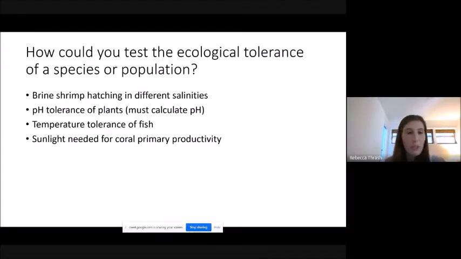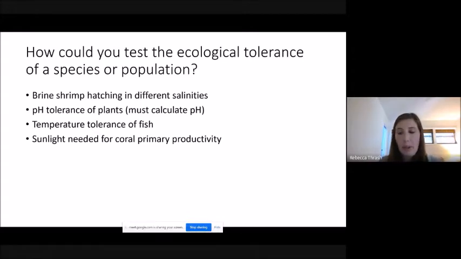So some examples could be brine shrimp and their ability to hatch in different salinities. What are the pH tolerances of different species of plants? This might have you calculate pH, which we'll get into in just a second. What is the temperature tolerance of fish, like in the last example? Or even, what are the sunlight needs for primary productivity, either on land or maybe in a coral reef?